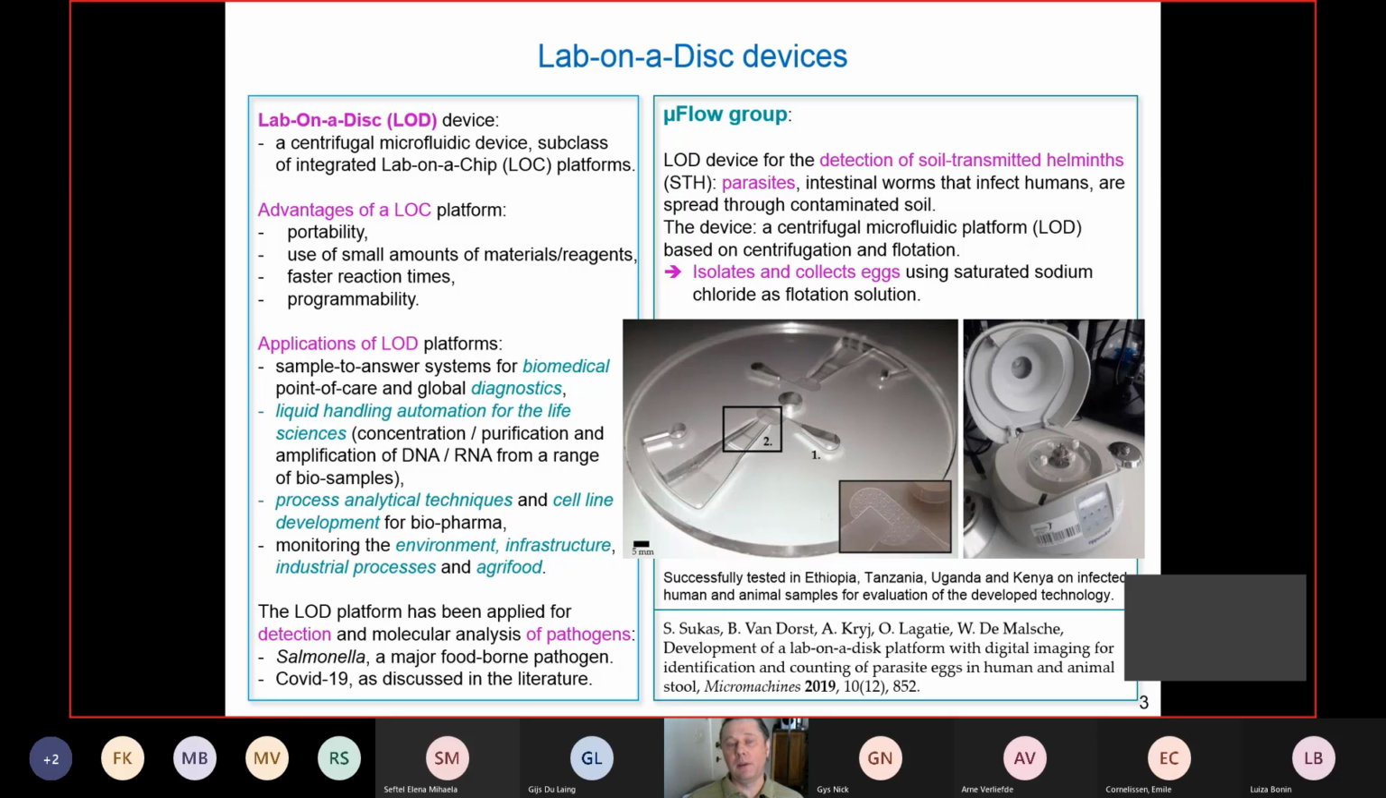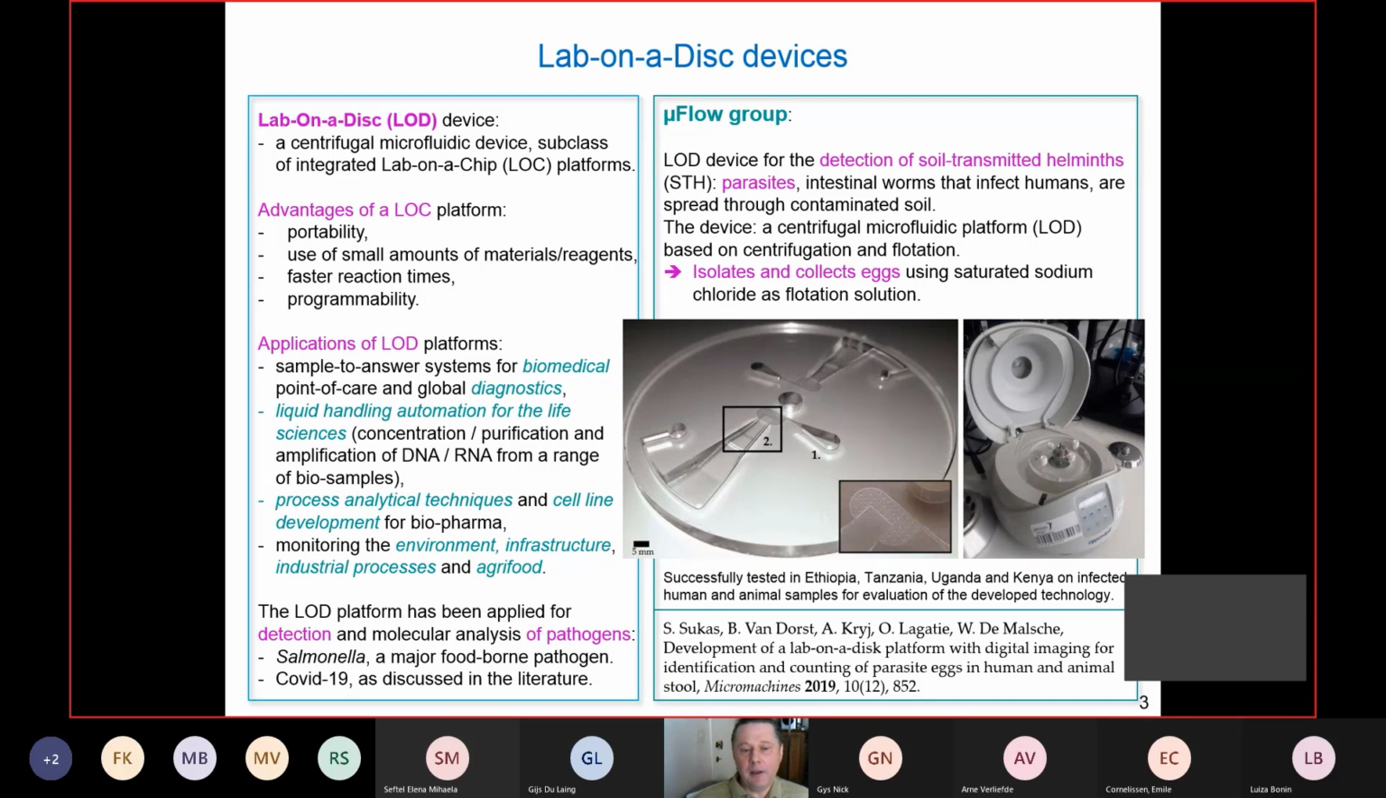And actually, in addition to the LOC platform, which has advantages of portability, a small amount of reagents, fast reaction times and programmability, you also have mixing, due to the additional forces which rotate the fluid and the particles, and mix them. Applications are quite wide: biomedical diagnostics, liquid handling, automation for the life sciences, process analytical techniques, cell line development in biopharma, and environmental, infrastructural and industrial processes.